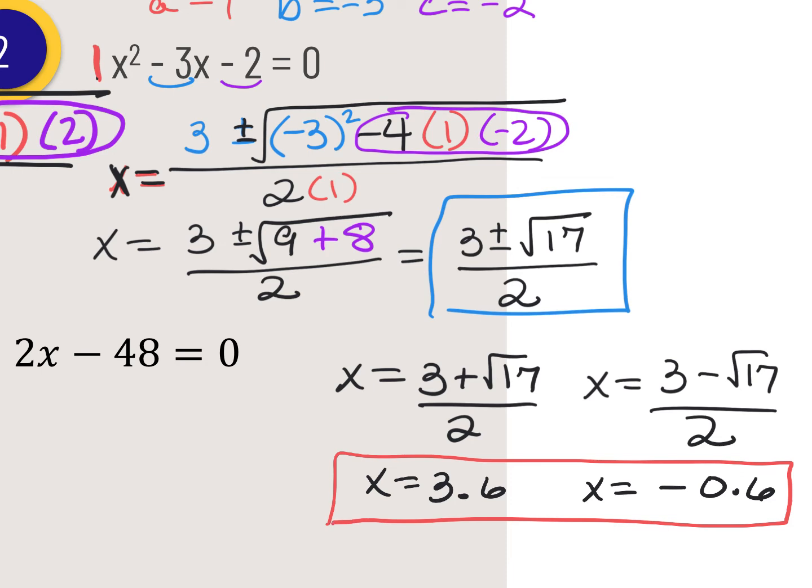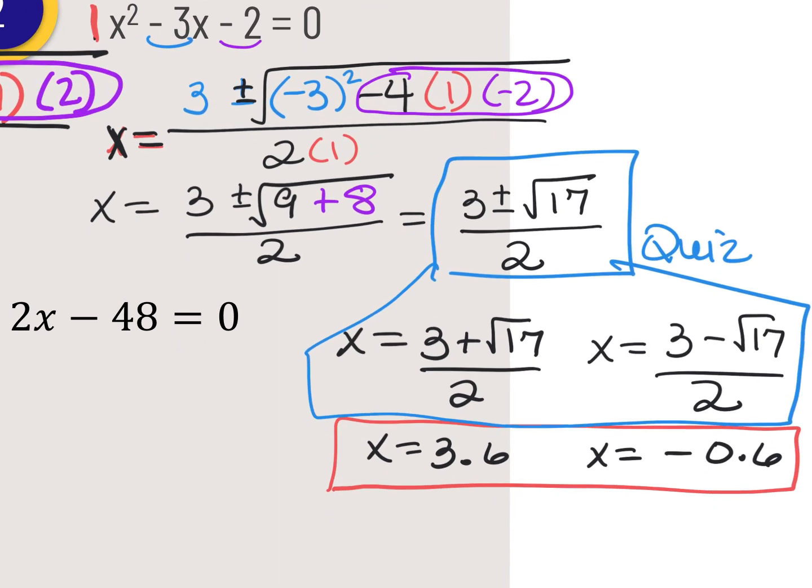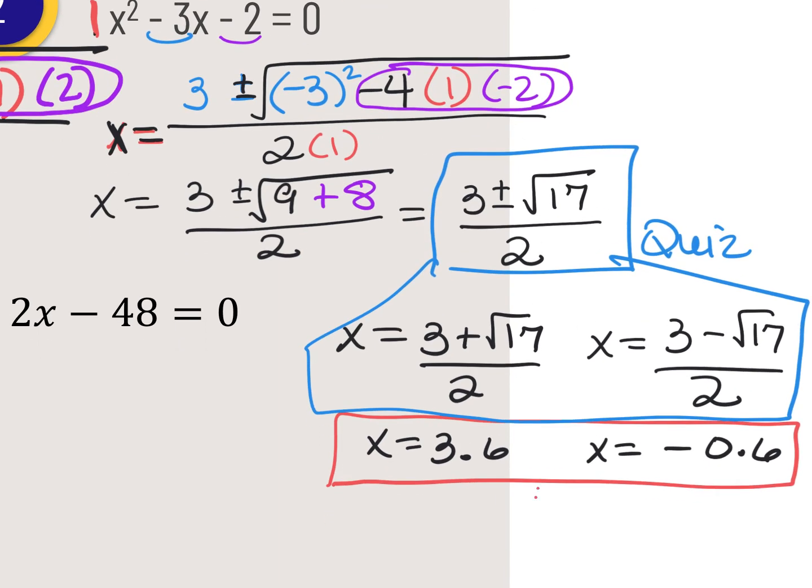So the quiz, either leave it with the plus minus sign or pull it apart. So what's boxed in blue would be what you would write as your answers on the quiz. What's in red, this is how you're going to enter your homework answers.